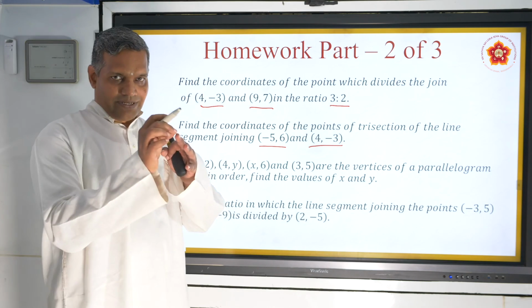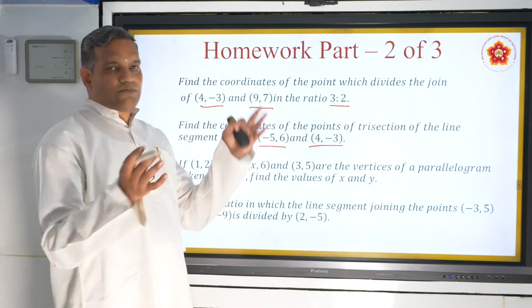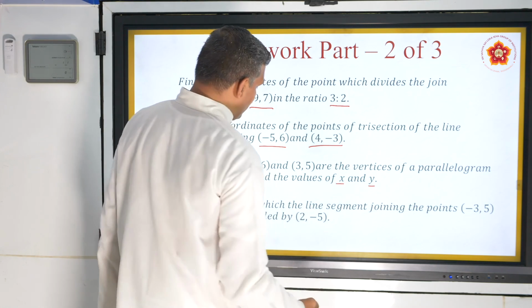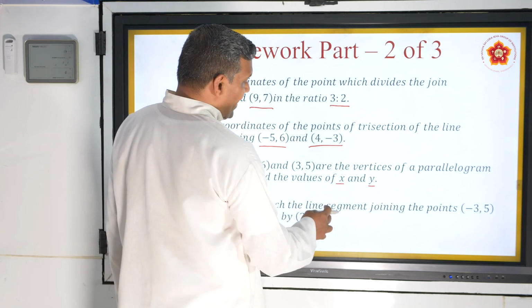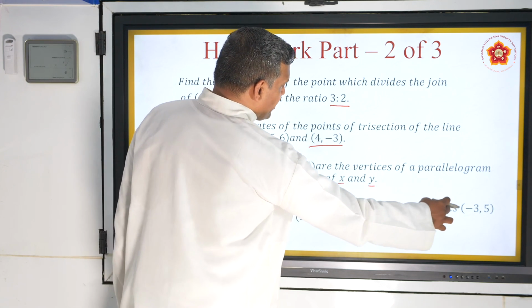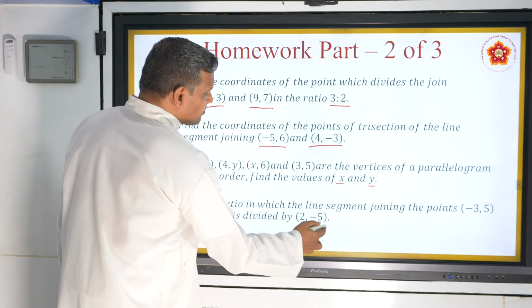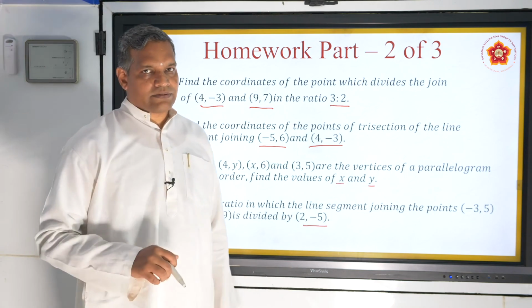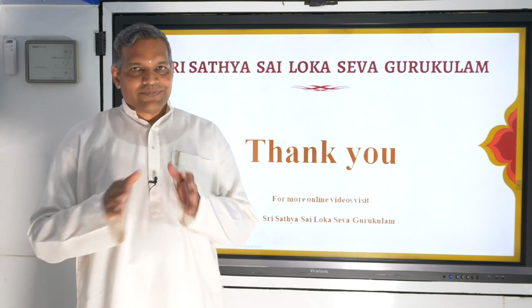Midpoint. Get the same point. Equate both the equations, same values, and get the x value, get the y value. Last homework sum. Find the ratio in which the line segment joining the points (-3, 5) and (4, -9) is divided by (2, -5). In what ratio is it going to divide? That's all. These are the 4 homework sums. Sairam.